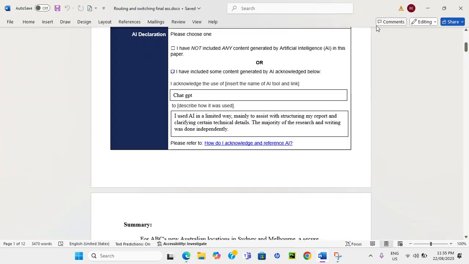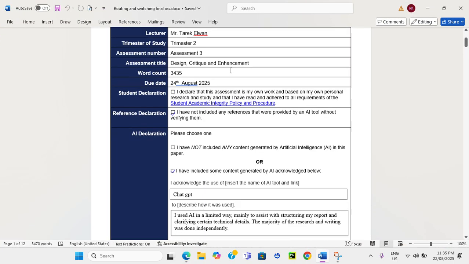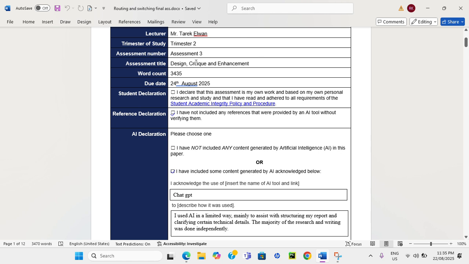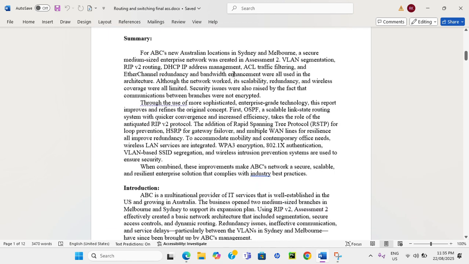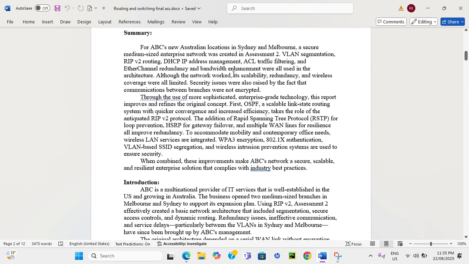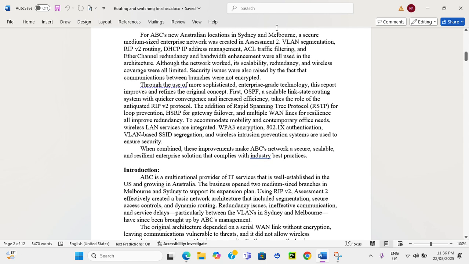So this is my assessment for the routing and switching assessment 3. Assessment title: Design, Critique and Enhancement. In assessment 2, I had designed a functional medium-sized network for ABC's Sydney and Melbourne branches.